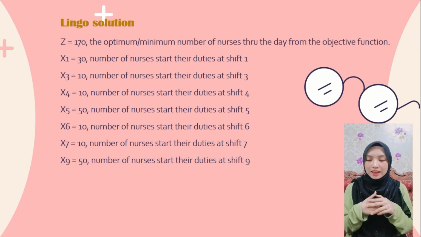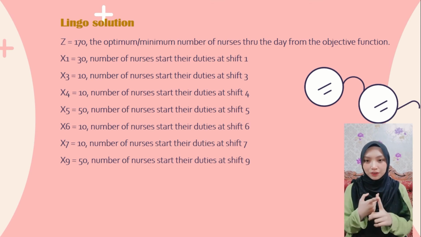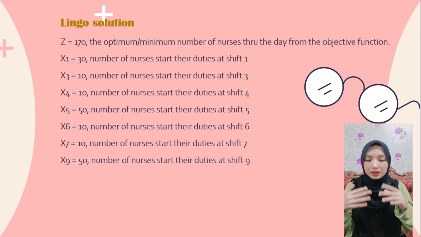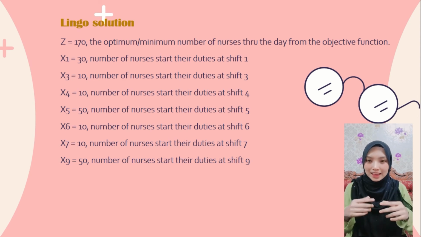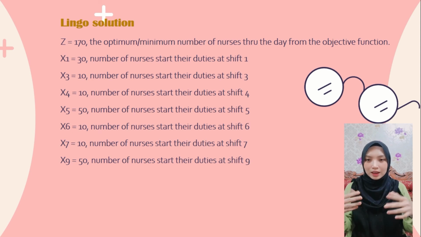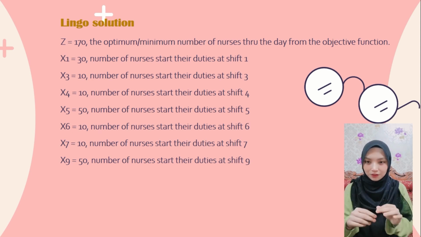The other variables are x1, x2, x4, x6, x7, x5 and x9. For x1 we got 30. For x2, x4, x6 and x7 we got 10. For x5 and x9 we got 50. The numbers show that this is the optimum and the minimum number of nurses that will start their shift in each of periods 1, 2, 4, 6, 7, 5 and 9. And for the other shifts, there are no nurses that start their shift.